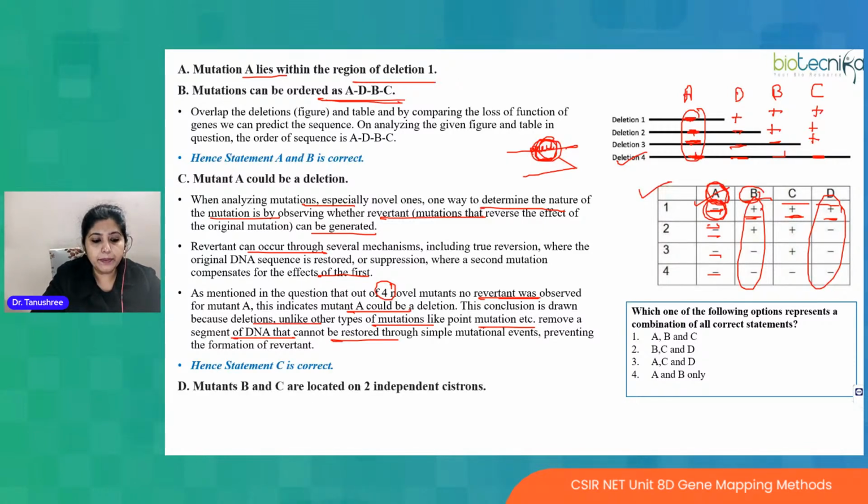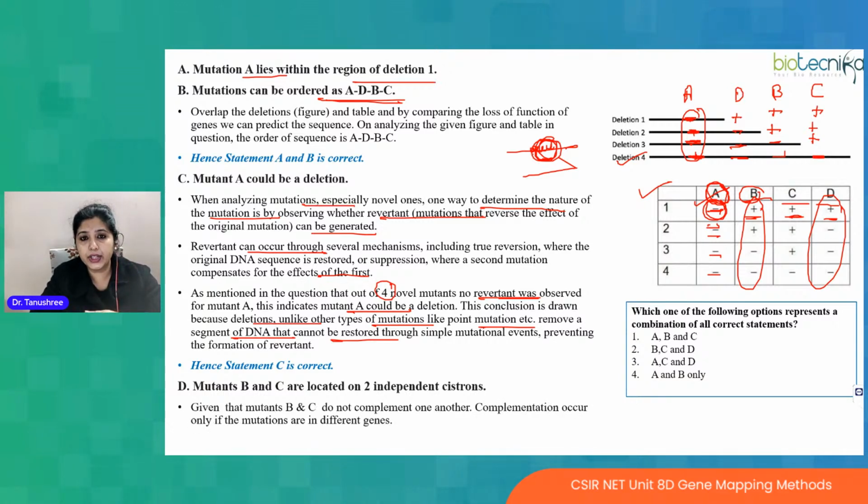And mutants B and C are located on 2 independent histones. Since it is mentioned in the question that B and C do not complement each other, that means they are on the same gene, because complementation occurs only if the mutations are in different genes. This is again a concept that you have to remember. So based on the analysis, we can say that the answer is A, B, and C, because we have to choose the combination of all correct statements.